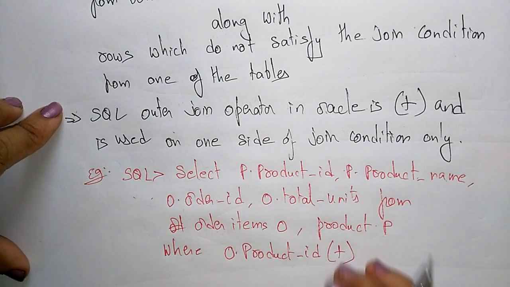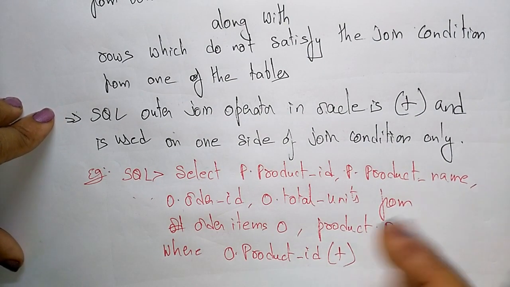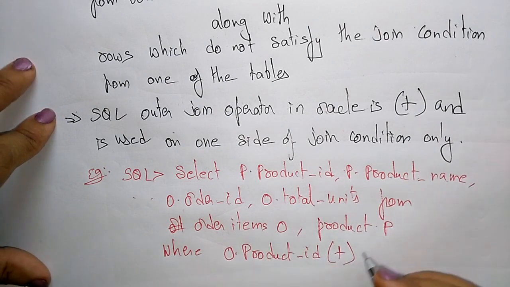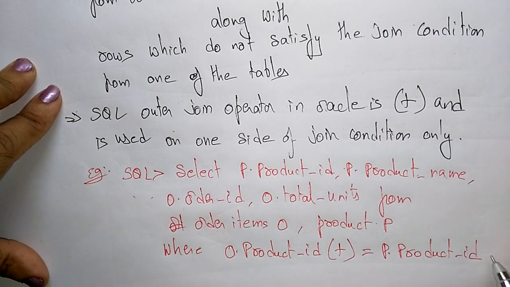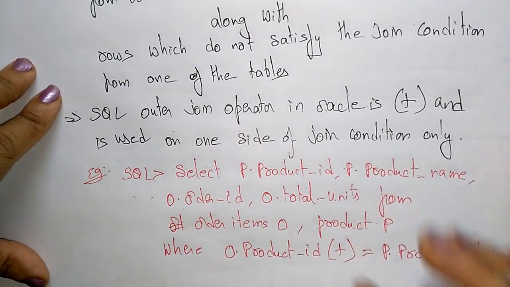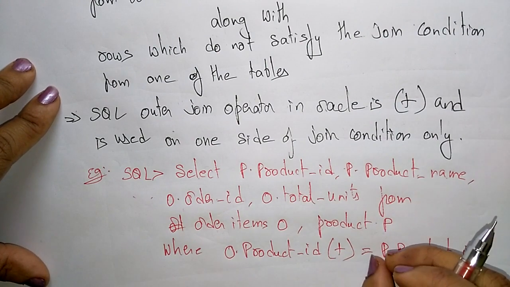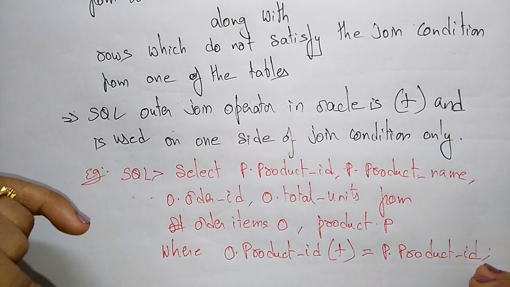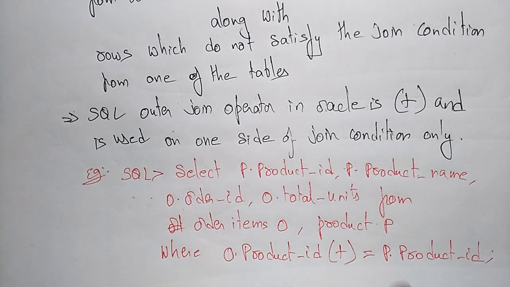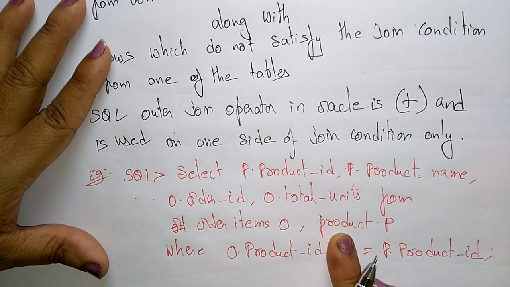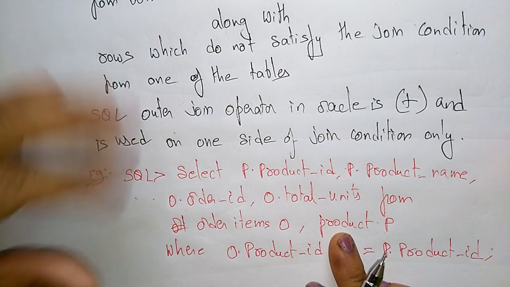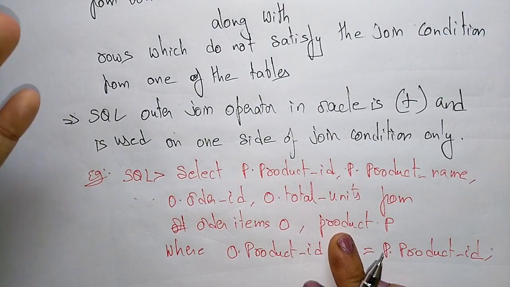So whenever the plus is there, it means it is SQL outer join. If nothing is mentioned, that should be an inner join. Equal to P.product_id. So whenever this condition is satisfied, those items will be selected. Not only the equal ones, it returns all rows from both the tables which satisfy the condition along with the rows which do not satisfy the join condition from one of the tables. So whenever this plus is there, it means it is an outer join. If you didn't mention any plus, O.product_id equal to P.product_id, you have to think that is SQL inner join.